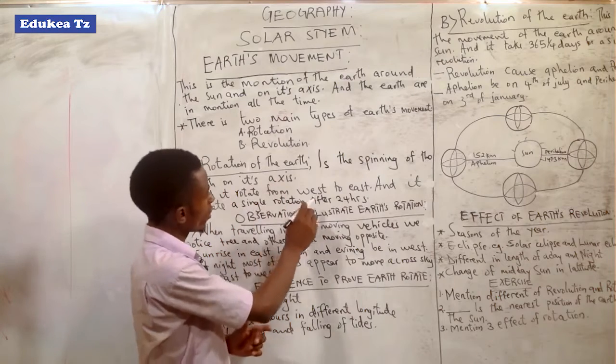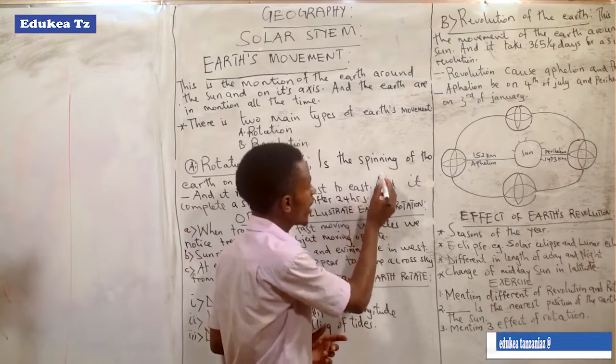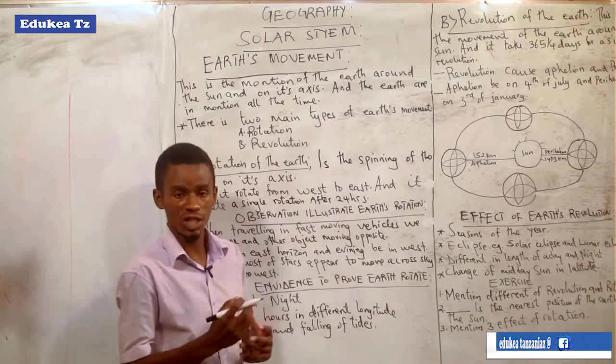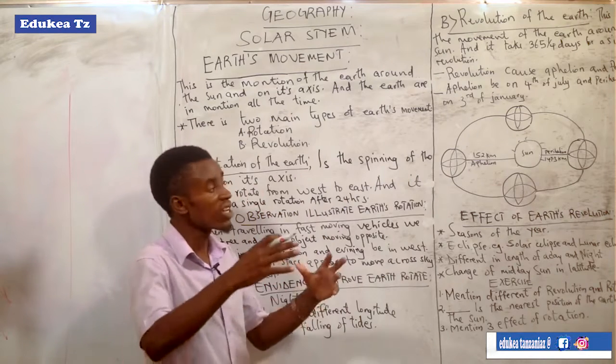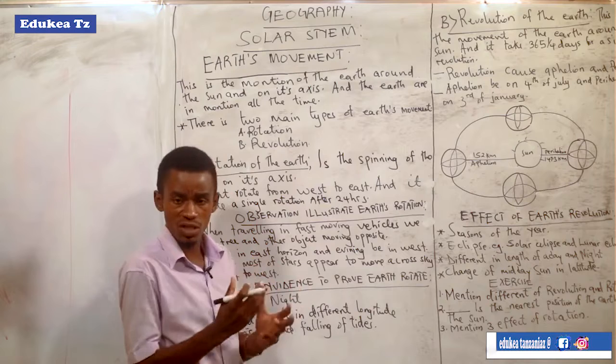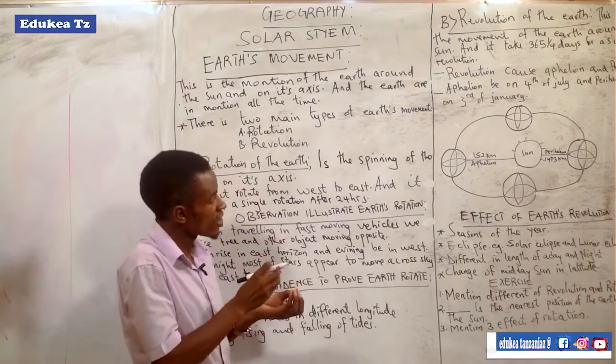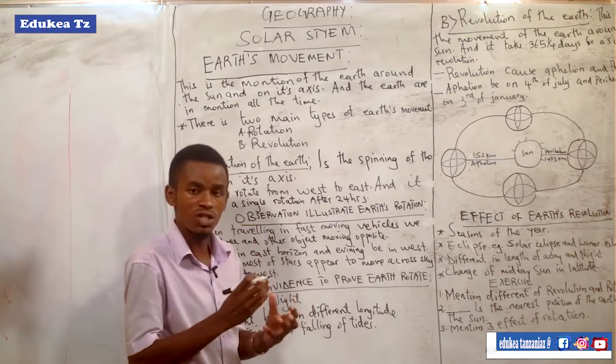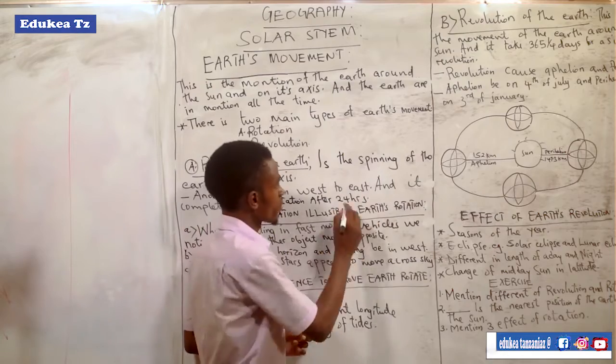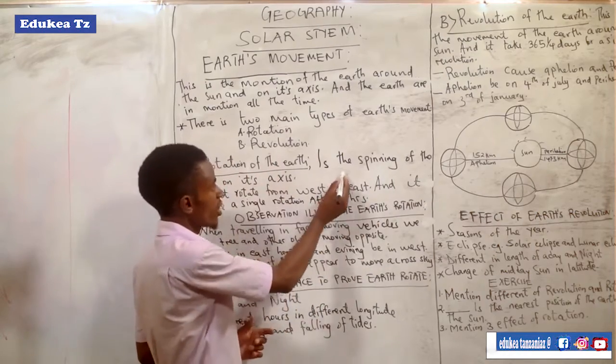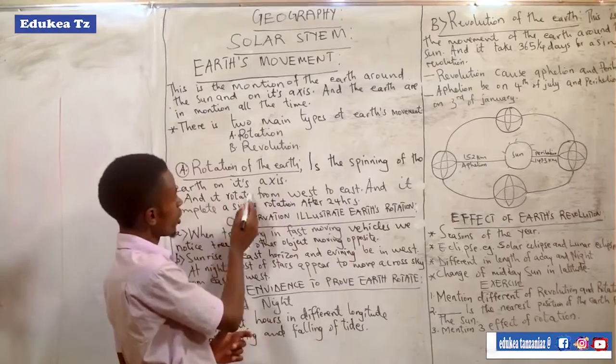So rotation of the Earth is spinning. When we talk about spinning, it is like moving around something or moving on its axis. We move on the same orbit, or we move the same way. That is what we mean by spinning. So the Earth's rotation is the spinning of the Earth on its axis.